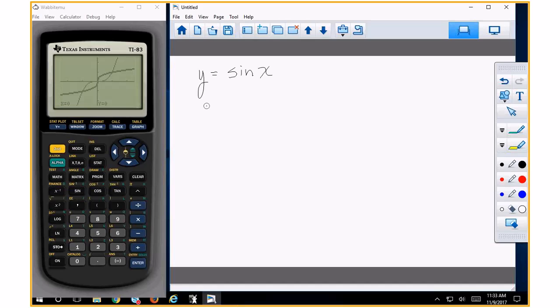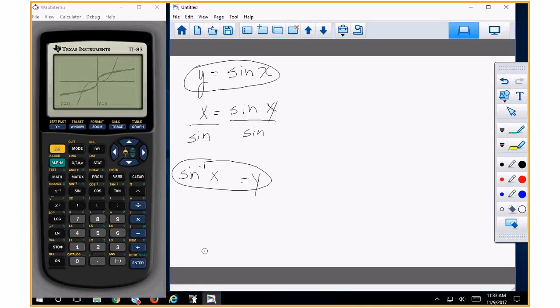So x is equal to the sine of y, and then divide by the sine, and that's going to give you y is equal to the inverse sine of x. And that is the inverse of that. Now, that's pretty elementary, but the whole point is to understand where you get from. And now this is where you're going to see the restriction of the domain.